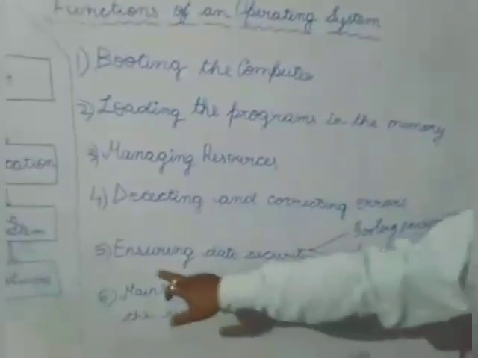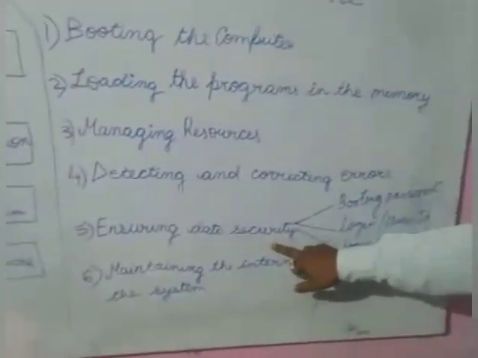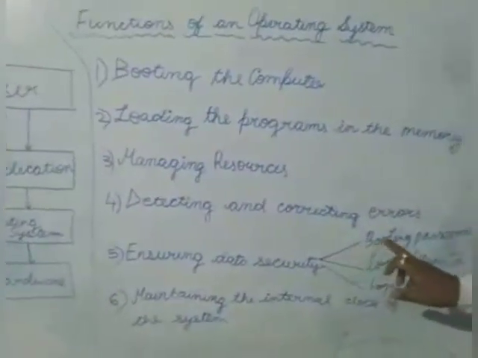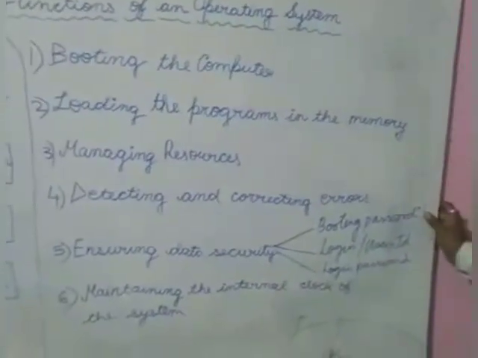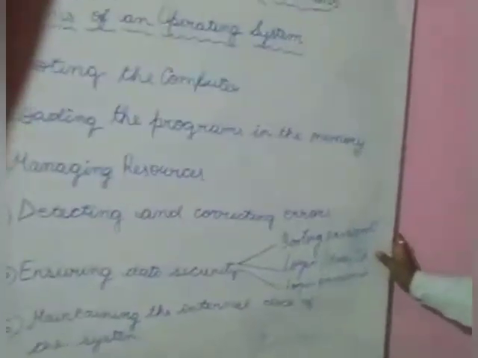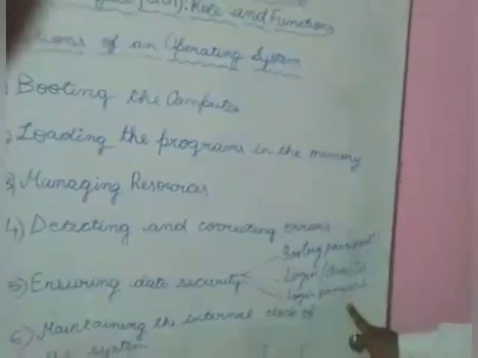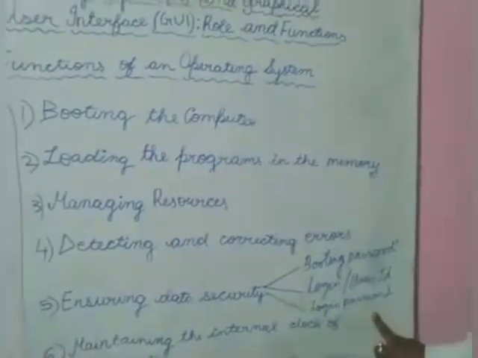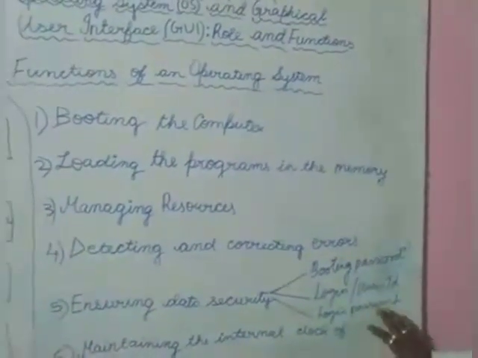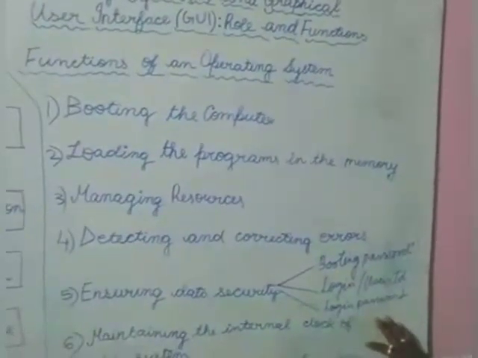Next is ensuring data security. Data security can be given in three ways: booting password, login or user ID, or the login password. These are the various ways I can provide security for my computer.